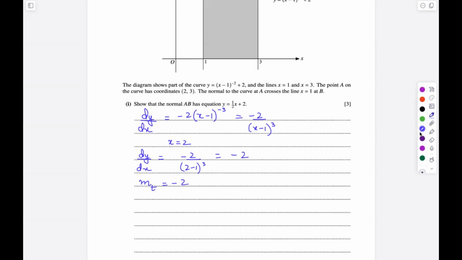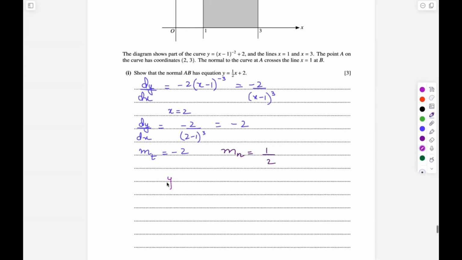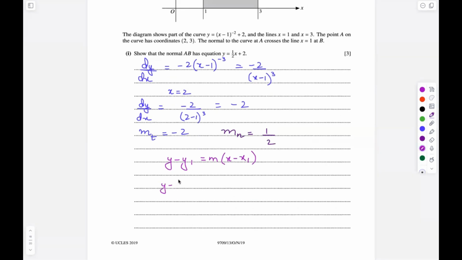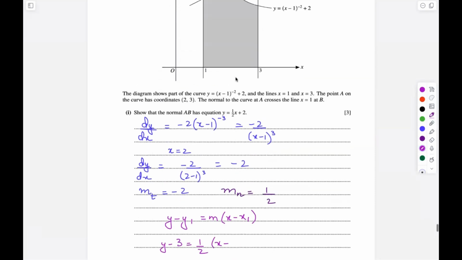If the gradient of the tangent is minus 2, it means that the gradient of the normal will be the negative reciprocal, which will be positive 1 upon 2. Now to find the equation of the normal, we'll use the formula for the equation of a line, which is y minus y1 equals m into (x minus x1). So y1 is 3 as given in the question.